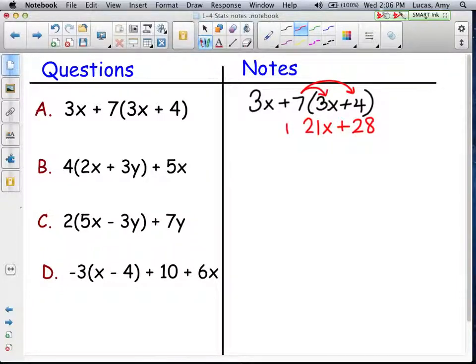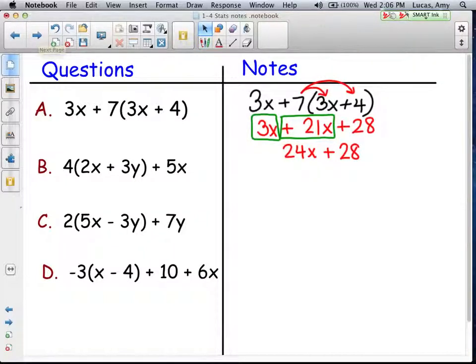Then I can bring down the 3x and the plus sign that were in front. Now I'm ready to combine my like terms. The two x's are the ones that are alike. Adding them together gives me 24x, and then I've got my plus 28. Those are not like terms. It's not 52x or 52. It's not 52 anything. They are separate. One has an x, one does not. Final answer. Next one.